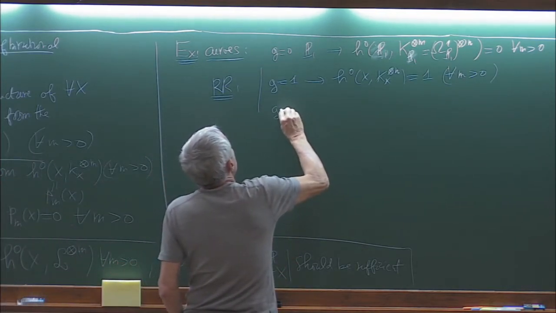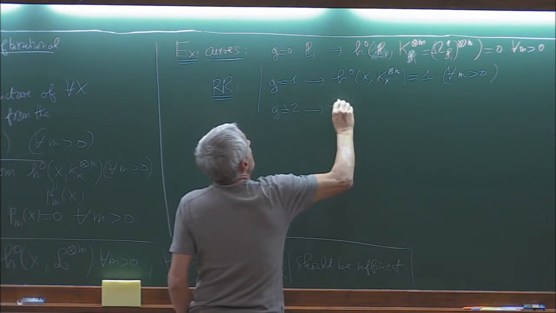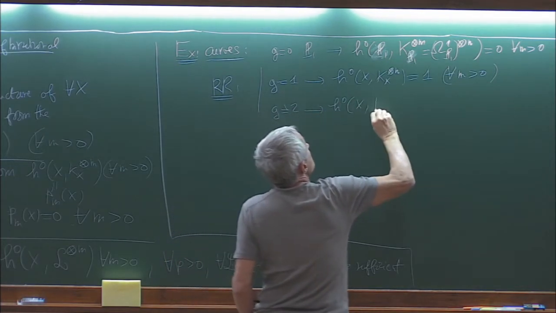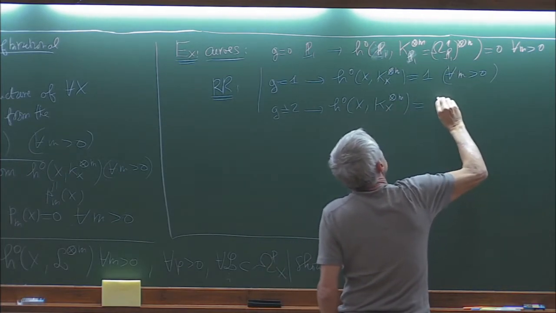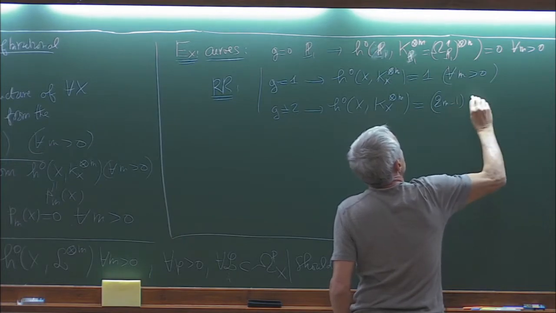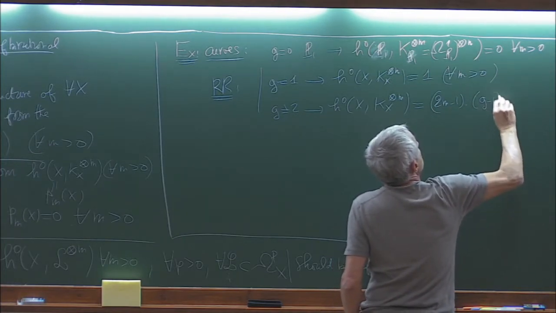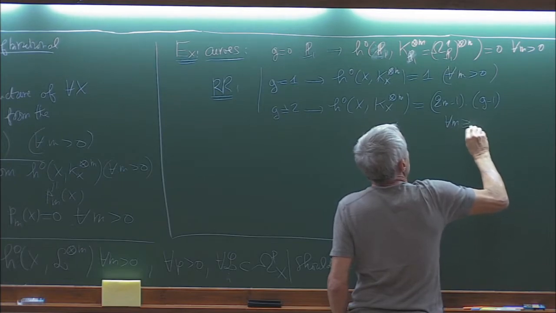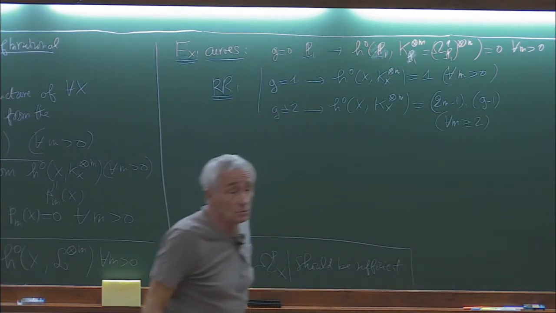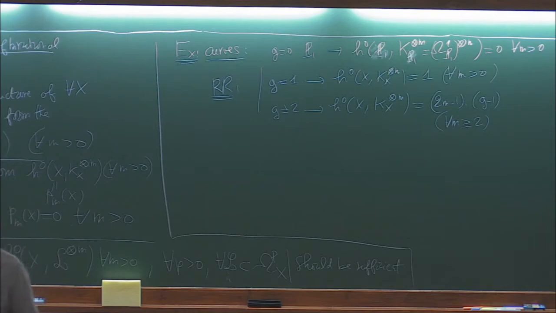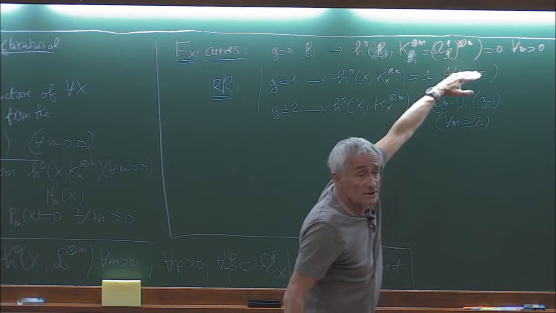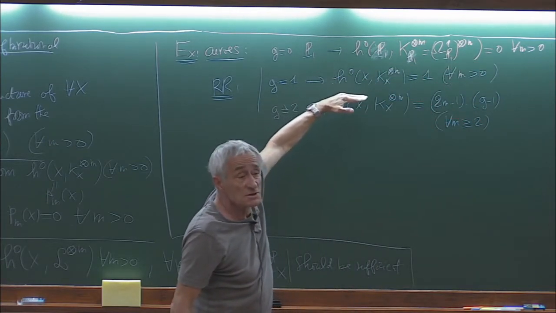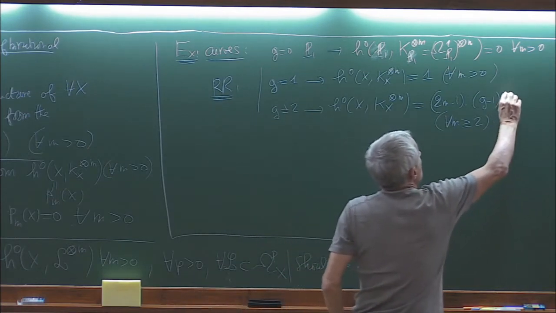And now, if we have g greater than or equal to 2, then we have H0 of X, KX tensorized with M, and this is 2 times M minus 1 times g minus 1. And this is true for any M greater than or equal to 2. For M equal to 1, we have one more section. But so we have this. And so you see that here we have a constant vanishing. Here we have a constancy, which is 1. And here we have linear growth.